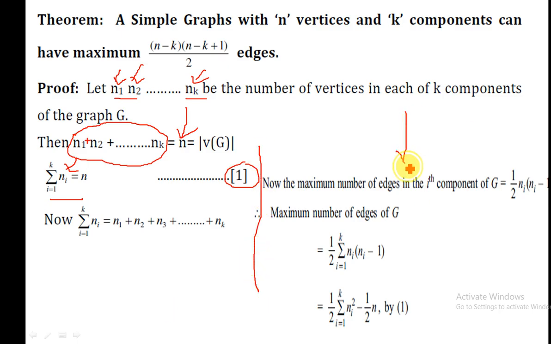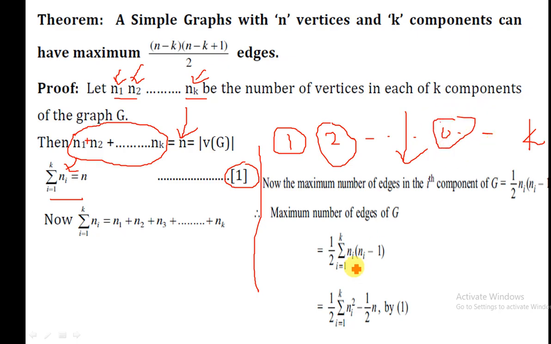Before that I come here. What is this? Number of components: I consider the first component, second component and so on, the ith component, totally k components, we know that. In the first component, how many edges can we draw? We know that n into n minus 1 by 2. But the vertices are n1, so n1 into n1 minus 1 by 2. In the second component, n2 into n2 minus 1 by 2. And so on. For the ith component, ni into ni minus 1 by 2.